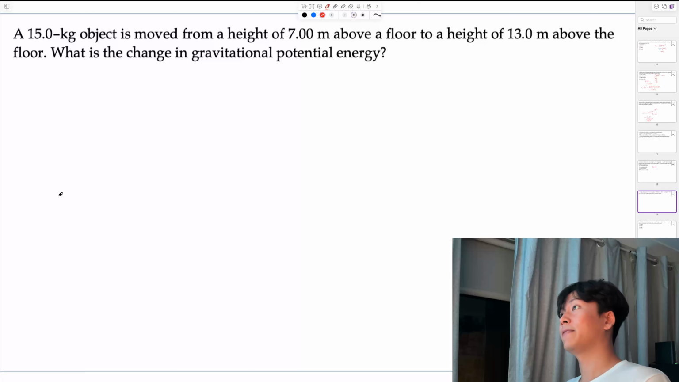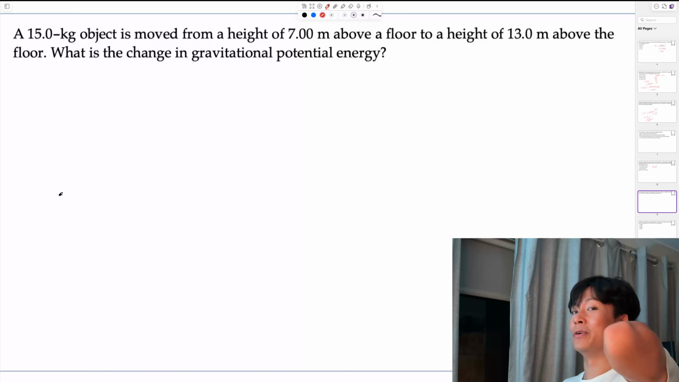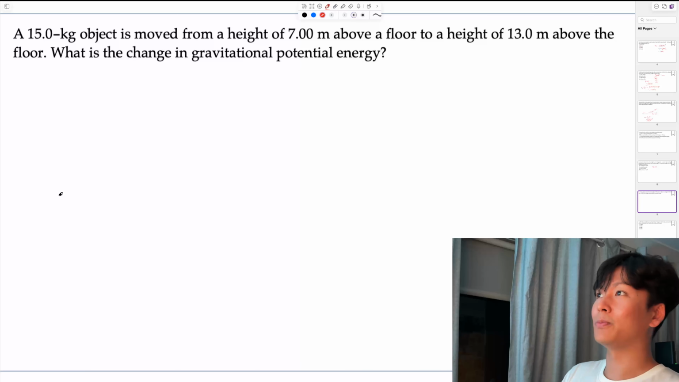Next one, a 15 kilogram object is moved from a height of 7 meters above a floor to a height of 13 meters above the floor. What is the change in gravitational potential energy? I don't really care where the floor is, right? The floor doesn't have to be at the ground, because again, I can set my zero energy point anywhere. And so let's say my floor is here.